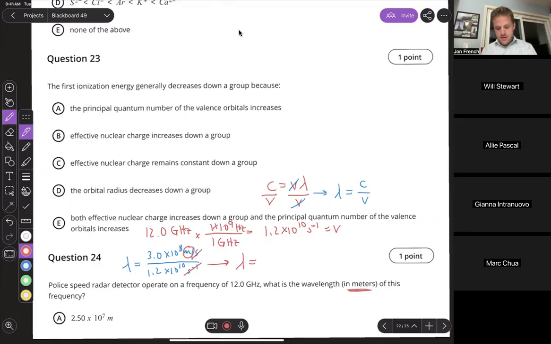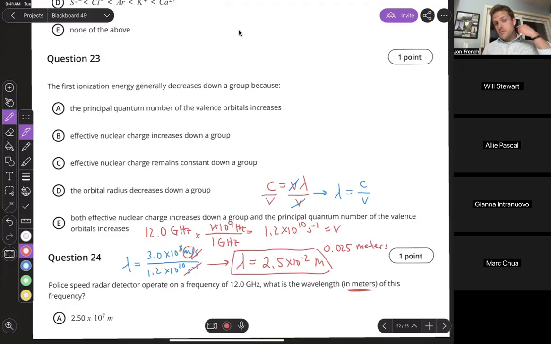So let's see. 3 times 10 to the 8th, and then divide that by 1.2 times 10 to the 10. And I get something like 2.5 times 10 to the minus 2 meters. So 0.025 meters. All right, that's question 24.